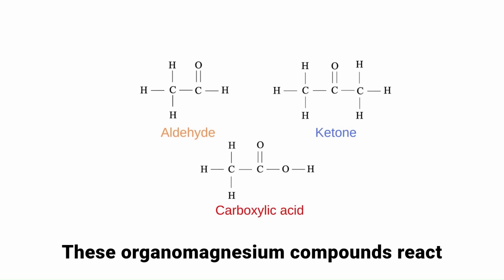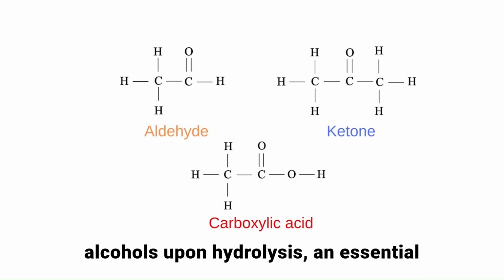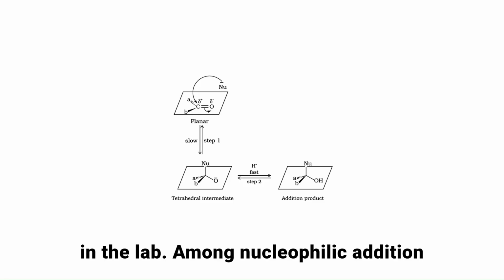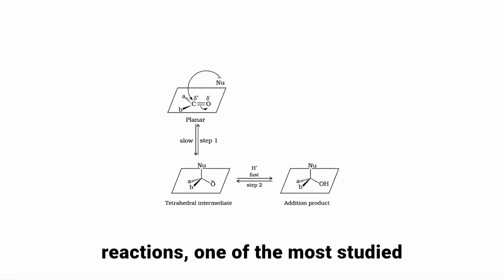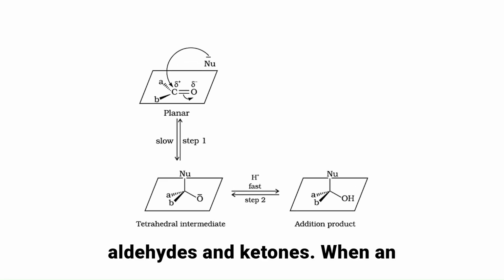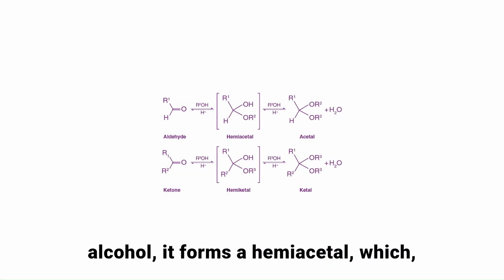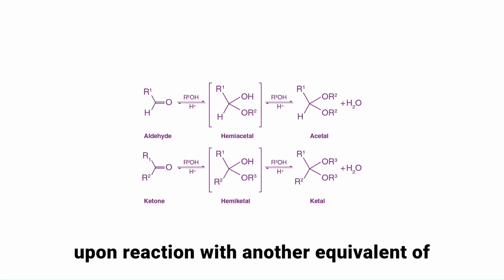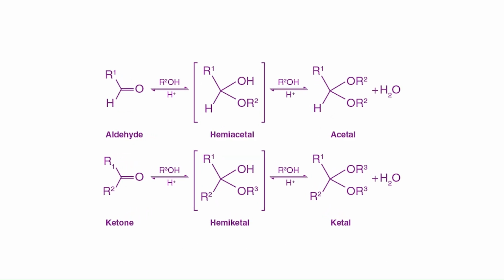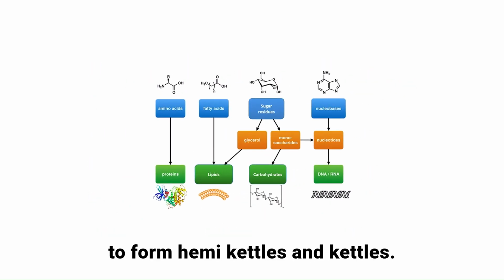These organomagnesium compounds react with aldehydes and ketones to form alcohols upon hydrolysis, an essential method for synthesizing complex alcohols in the lab. Among nucleophilic addition reactions, one of the most studied reactions is the addition of alcohols to aldehydes and ketones. When an aldehyde reacts with one equivalent of alcohol, it forms a hemiacetal, which upon reaction with another equivalent of alcohol, gives a full acetal. Similarly, ketones undergo this reaction to form hemiketals and ketals.